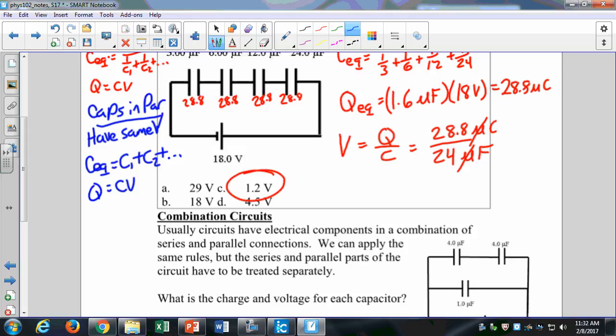Now you'll see next time when we get into combination circuits that it's not always that simple. When we get circuits that are both in series and in parallel, they can get a little bit complicated. But we'll work on that. We'll do lots of practice next time.